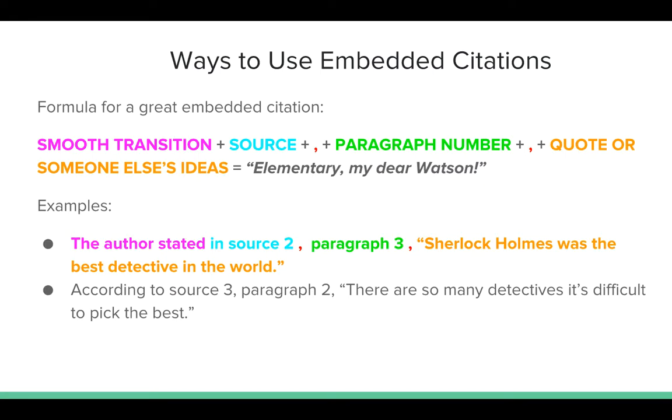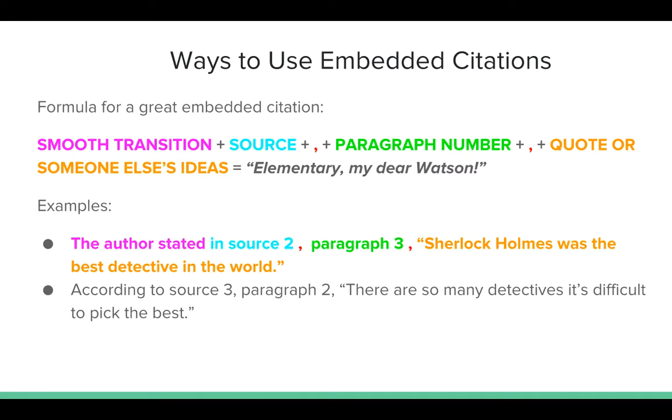So sometimes you have multiple texts to write about. So you'll go ahead and write the source number. Then you're going to put a comma. That's very important. Punctuation is super important. Then we're going to put in green the paragraph number. So your paragraph numbers should be numbered, or you can just count them if they're not.